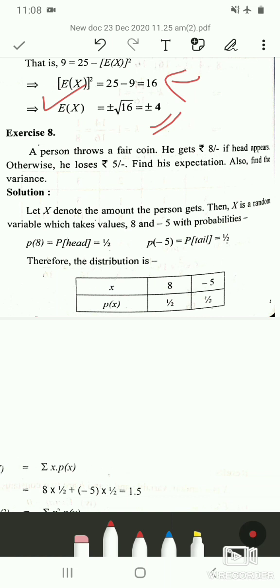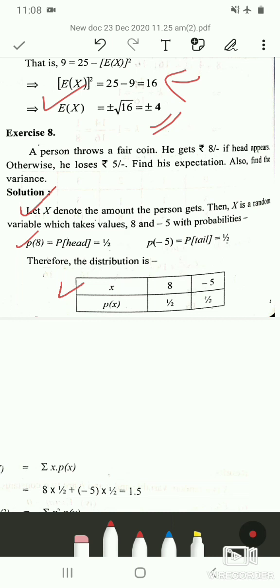So here they have given that a person tosses a coin, and when he tosses the coin, if the head appears, then he will get rupees 8, and if tail appears, then he will lose 5 rupees. So therefore we have to find the expectation and variance. So let us write the given information in a tabular form, and here let x denote the amount the person gets. Then x is a random variable which takes values 8 and minus 5 with probabilities.